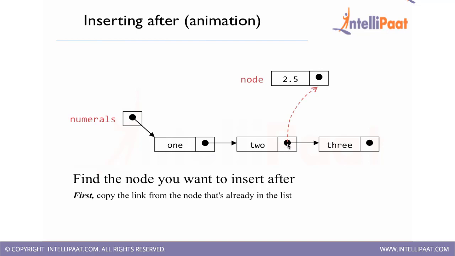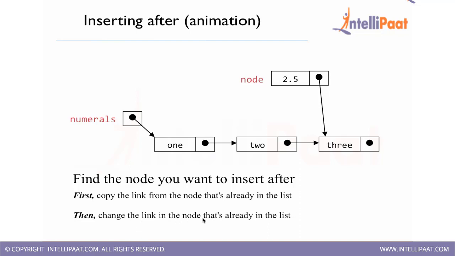Okay. So what we will do is node.next equal to 2.next. So what will happen is 2.next will point to 3, and node.next will also point to 3. Now we will have to make 2.next point to node.